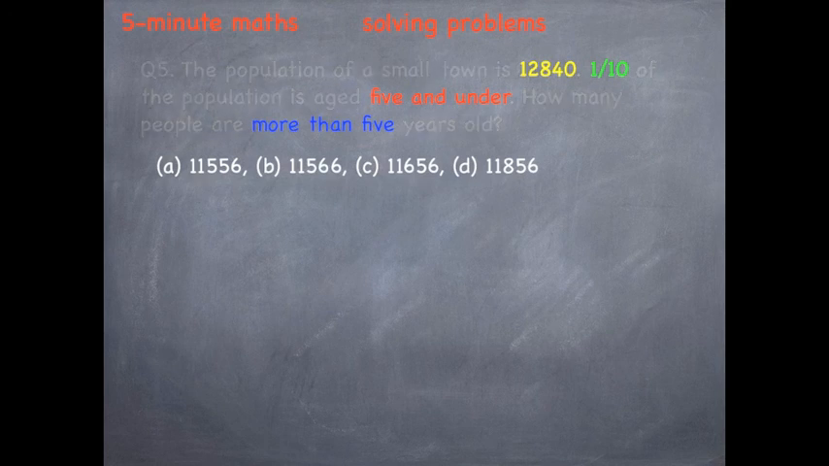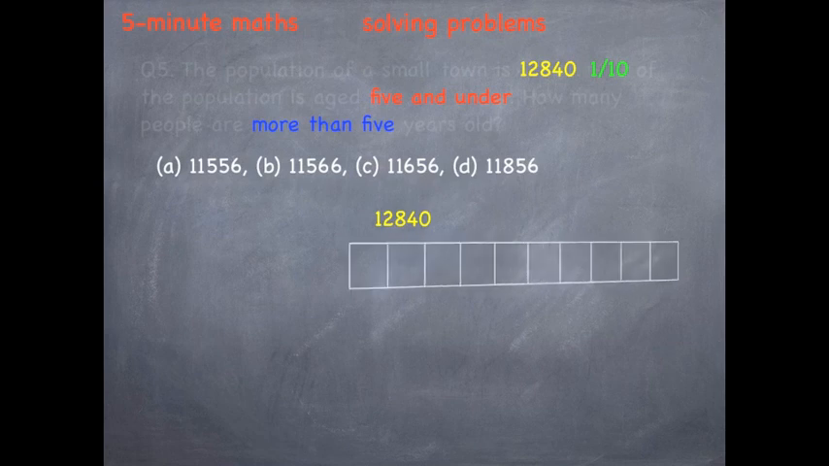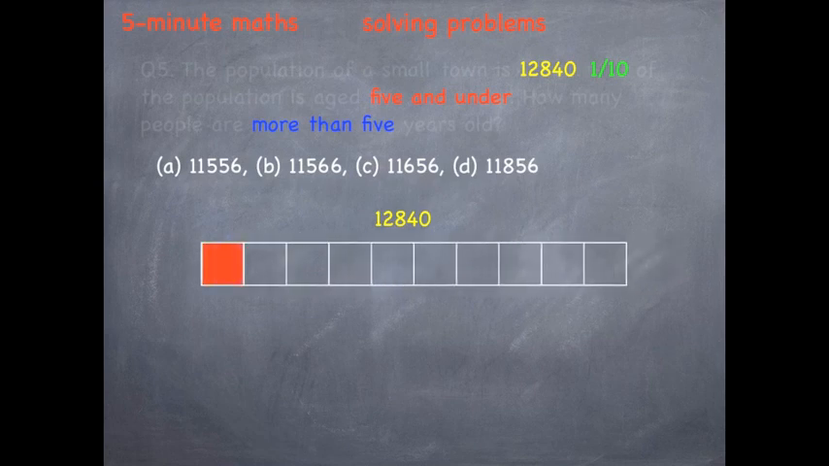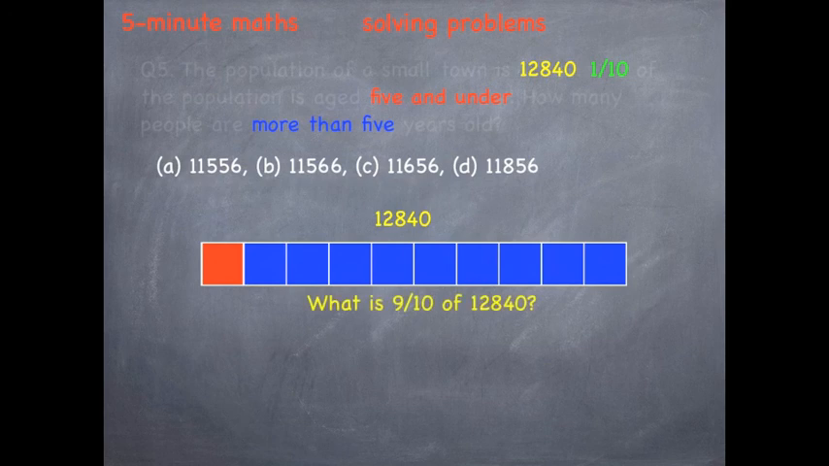Put simply, the question boils down to this. There are 12,840 things. 1/10 of them are, well, let's just say red, and the rest are blue. How many are blue? So the calculation is, what is 9/10 of 12,840?